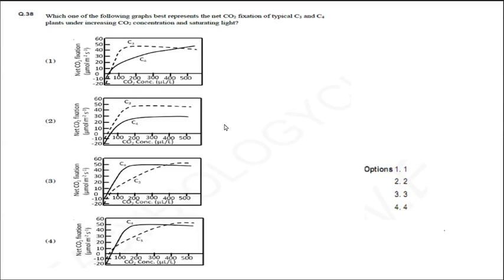Next, this is a question from photosynthesis. Now, C3 and C4 plants have been the favorite topic of the examiners. Let's begin. Which one of the following graphs best represents the net CO2 fixation of typical C3 and C4 plants under increasing CO2 concentration and saturating light? It is asking about the effect of increasing CO2 concentration and saturating light on C3 and C4 plants.